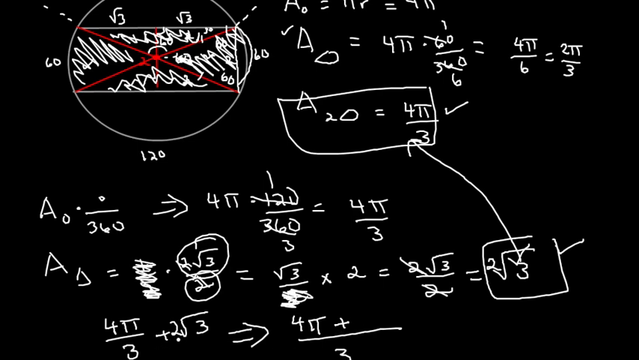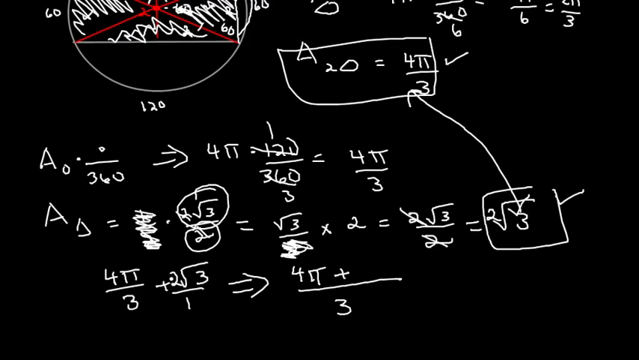Now we're finding a common denominator, which is 1. So 3 times 1 is 3. 3 times 2 is 6. So it's going to be 6 root 3. And believe it or not, that, my friends, is the answer.